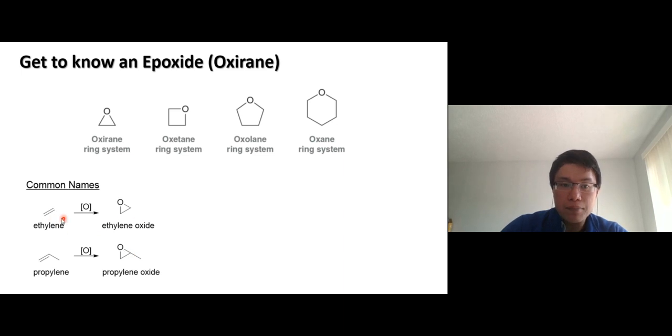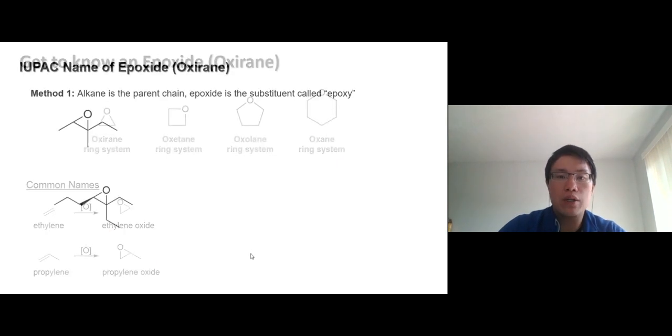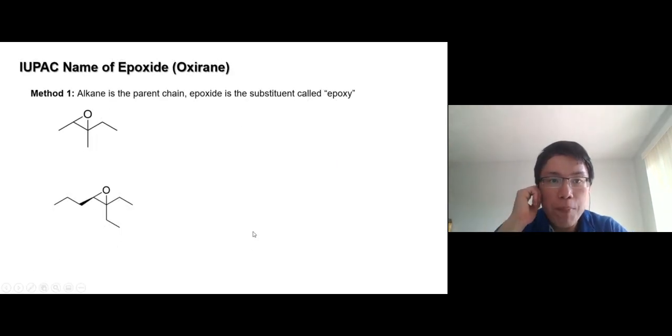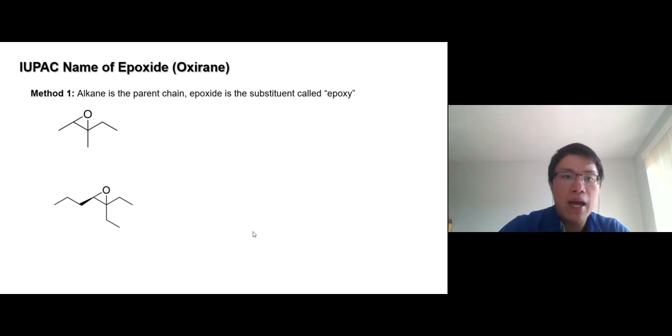That's why it's called ethylene oxide, propylene oxide, right? Adding MCPBA, which is peroxybenzoic acid, or acidic peroxyacetic acid, converts an alkene to the epoxide. So we just call it after what it's made of, basically. But we don't really use it. We call it right here. So this is an IUPAC name, or systematic name.